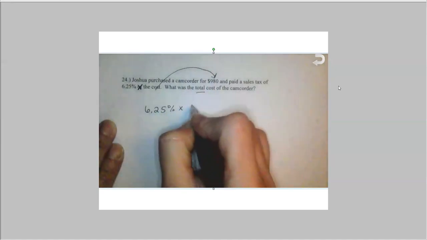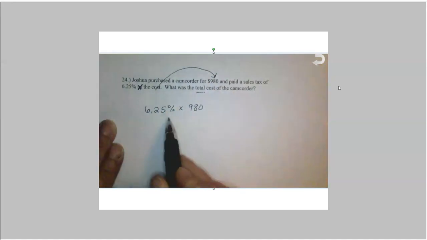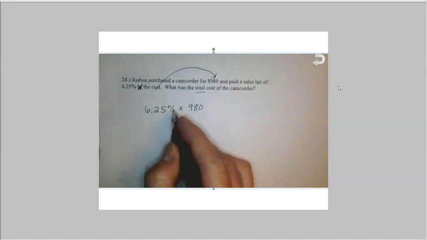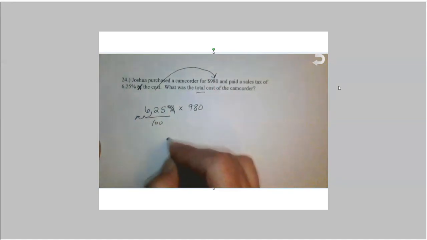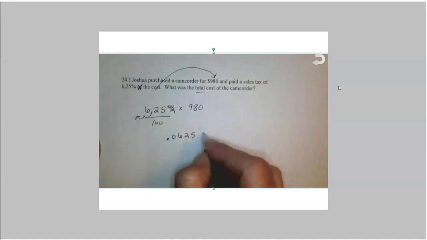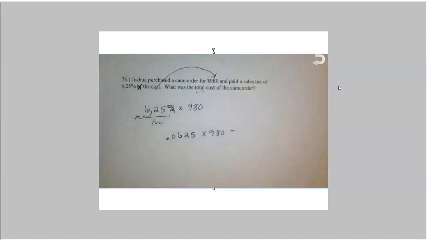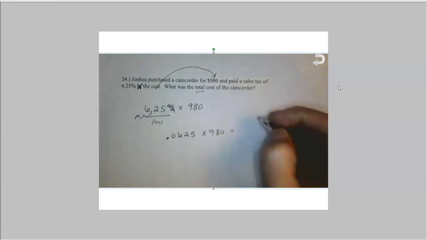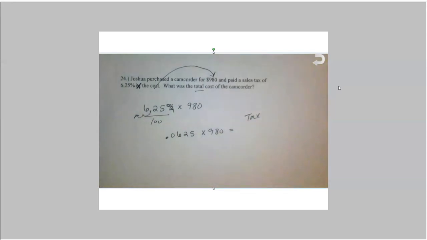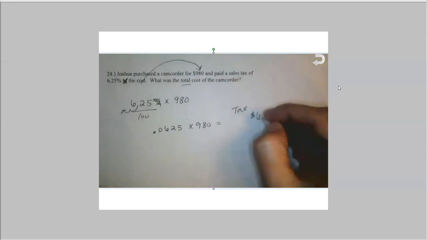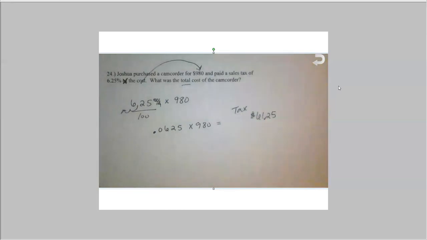6.25% times $980. If you have a percent button feature on your calculator, or maybe you're using your cell phone, that may work out fine for you. Just note, percent means divided by 100, so we shift that decimal over 2 spaces. 0.0625 times 980 is going to give me the tax only. So that's $61.25. That's tax only. But this question is asking for a total cost.